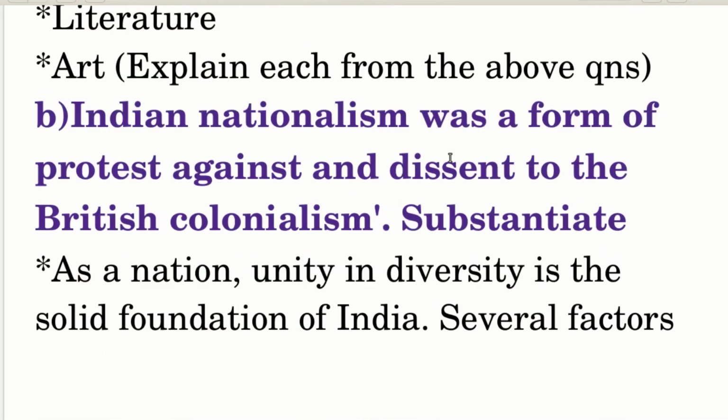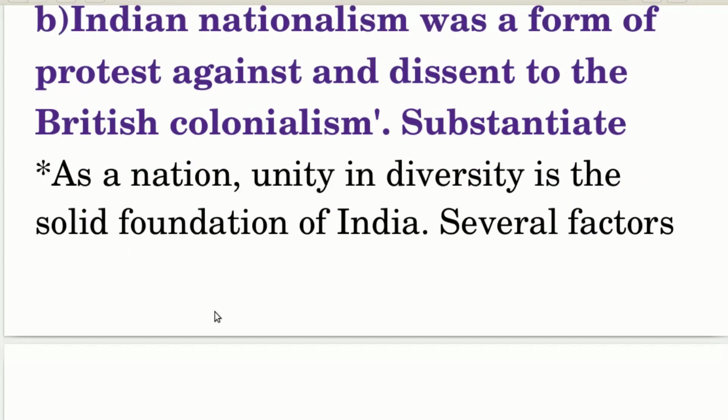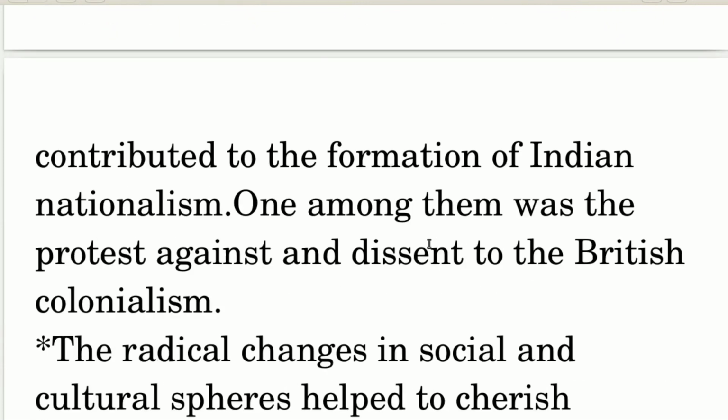Indian nationalism was a form of protest against the descent to the British colonialism. Substantiate. As a nation, unity in diversity is the solid foundation of India. Several factors contributed to the foundation of Indian nationalism. One among them was the protest against and descent to the British colonialism.